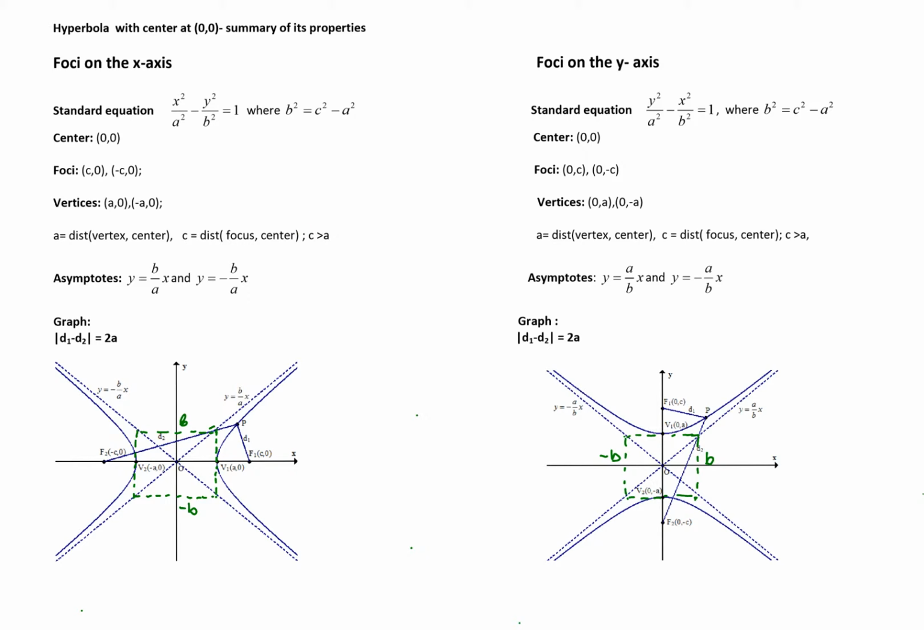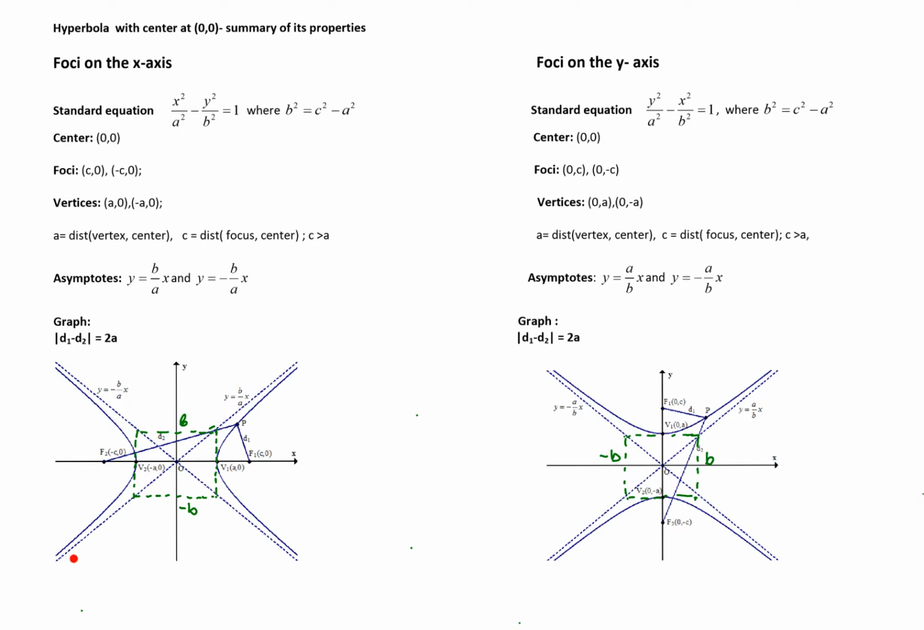The graph of such a hyperbola consists of two branches. One opens to the left, one opens to the right. The graph has only x-intercepts, and those x-intercepts are at the vertices.